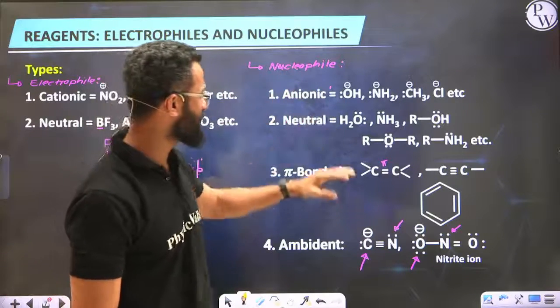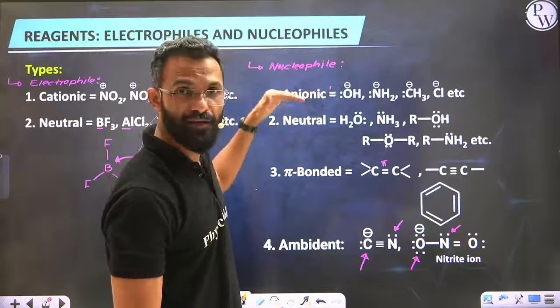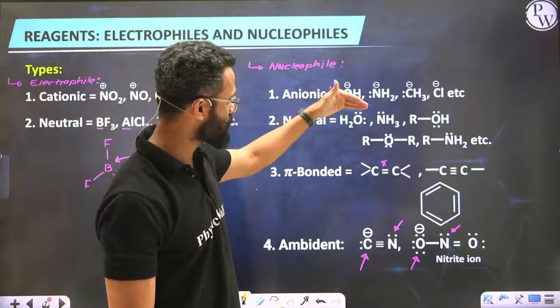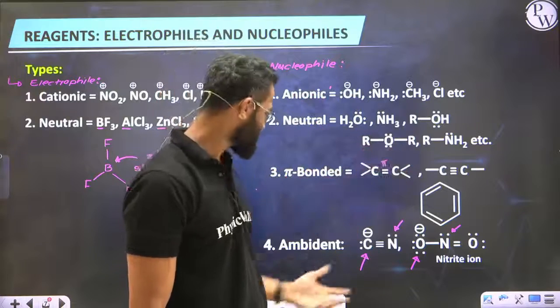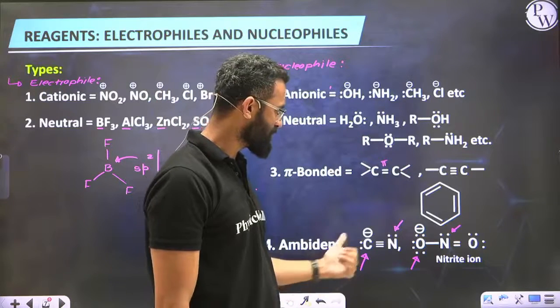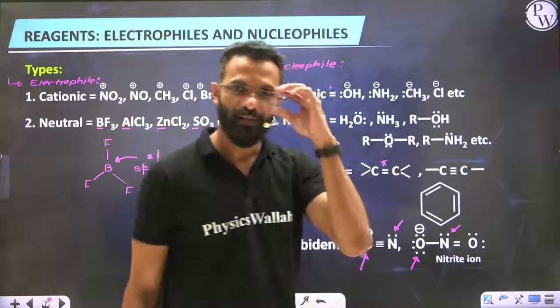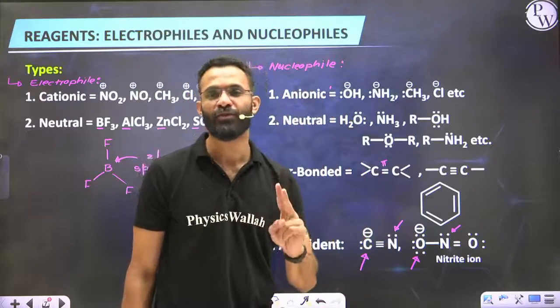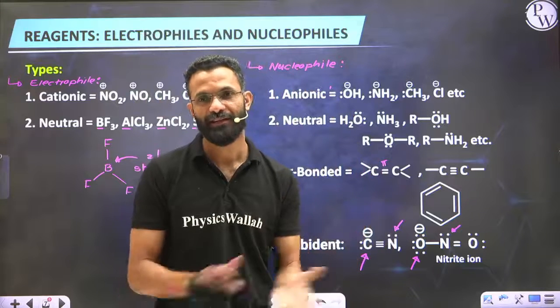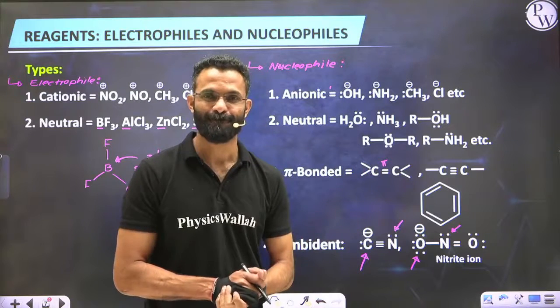Nucleophiles are of four types: anionic; neutral, where a heteroatom carries at least one lone pair; pi bonded, such as unsaturated hydrocarbons; and ambident, where you have two nucleophilic sites, but during the course of the reaction it uses any one of the two nucleophilic sites. You call it an ambident nucleophile.